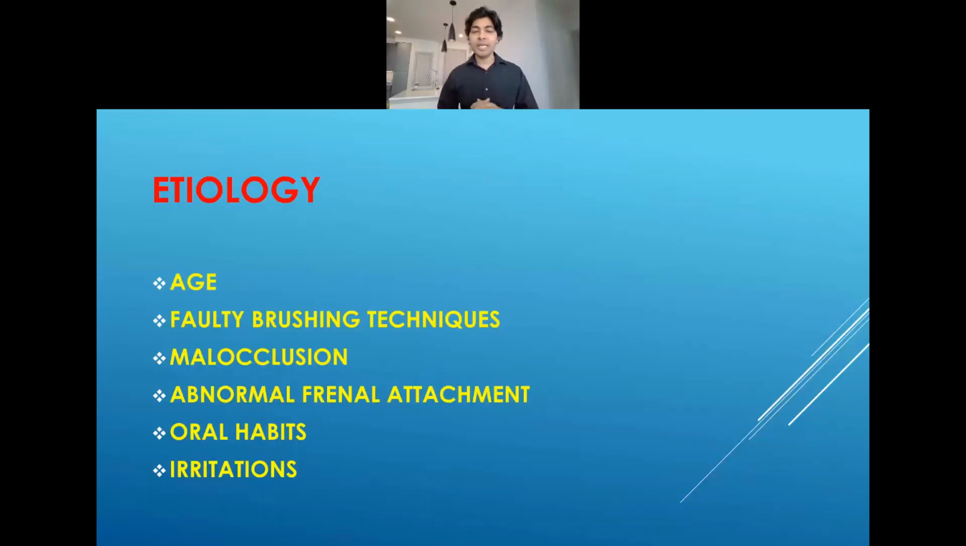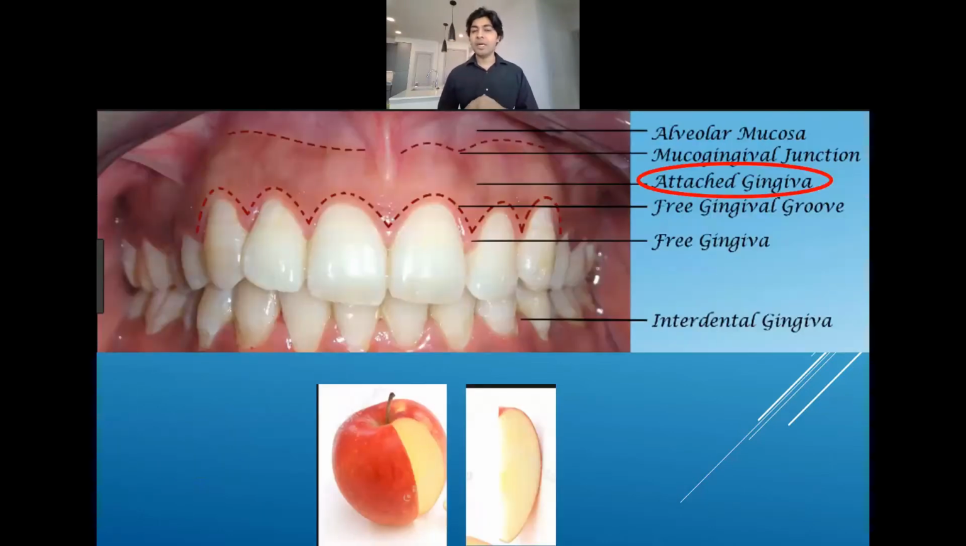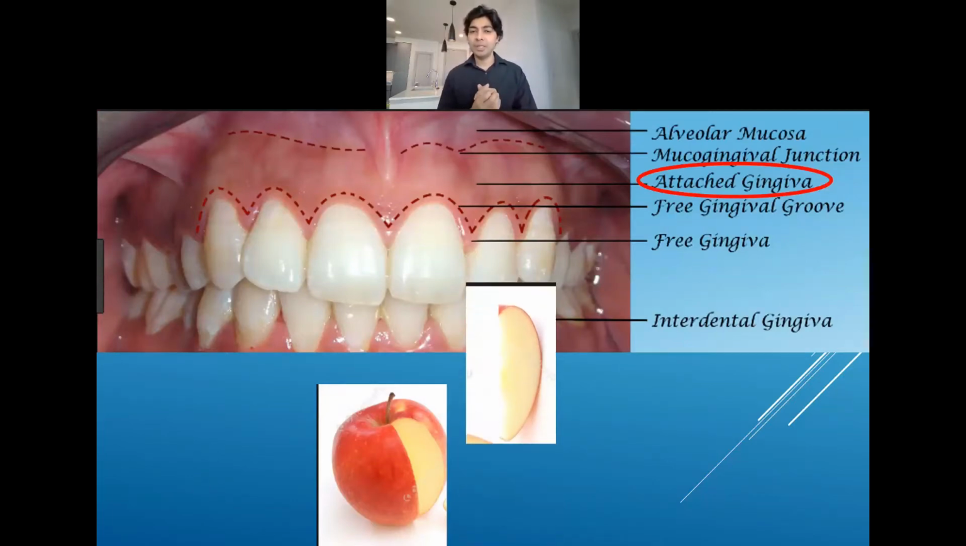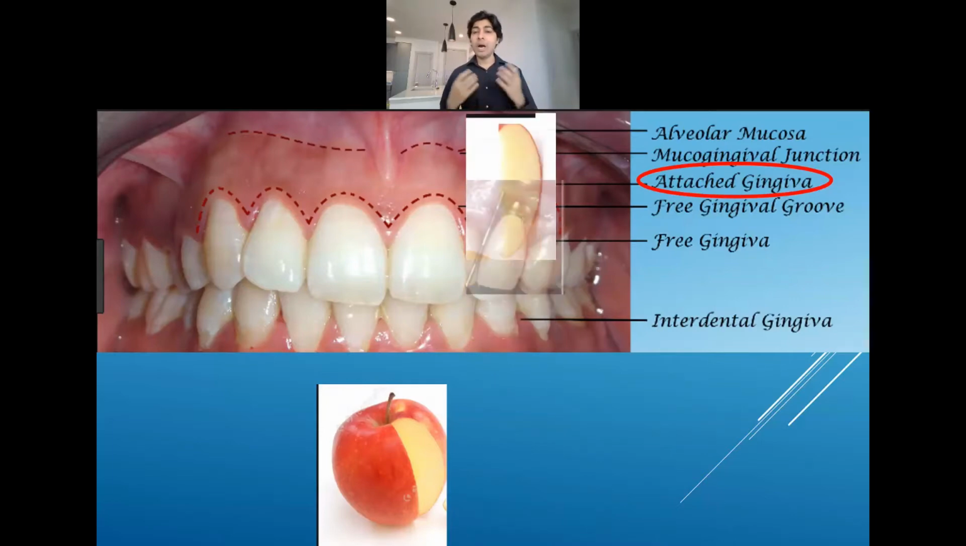There are so many reasons that can lead to loss of attached gingiva. The reasons could be age, faulty brushing techniques, malocclusion, abnormal frenal attachment, oral habits, and irritations. With the help of an animation, I'm going to show you how trauma can lead to loss of attached gingiva. So how are we going to get back this attached gingiva?